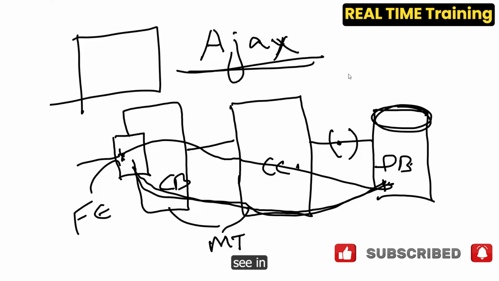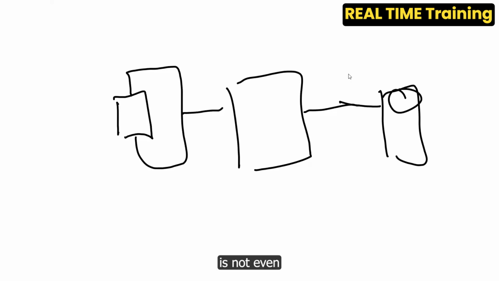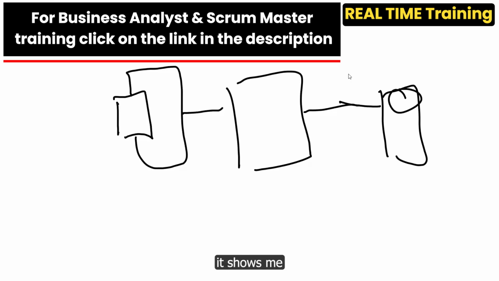But if you see in Amazon, and I'll show it to you, even before you hit search, it's going to show you a lot of recommendations, right? So that's where Ajax comes into the picture. Even before I hit search, it is going to show me all the info without the page getting refreshed. The page is not even getting refreshed, and it shows me all the information.